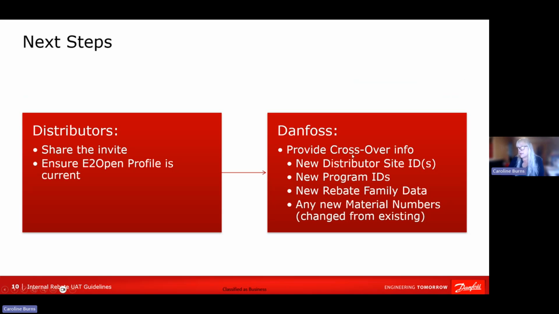So we will provide the crossover information with your new distributor site IDs, new program IDs, new rebate family names, and any new material numbers that were changed from the existing numbers. Some numbers changed because they had characters that SAP didn't allow, or they had leading zeros and would always lose them every time you do anything in Excel. They've added, I think, a Z to the end, things like that. So there's a few that have changed, and we'll make sure that you have those. We will migrate them for you.